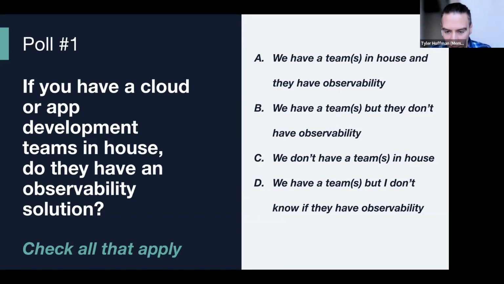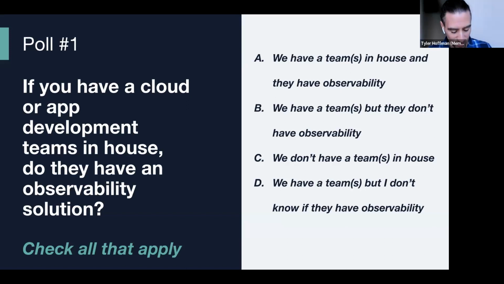All right, let me end the poll here. So the answers that came in is, about half of you said that they have in-house observability. 10% said they do not have observability. 25% said there's no team doing app or cloud development. That's actually kind of shocking in today's firmware and hardware world. And a little bit of you said you don't actually know, which is fine.